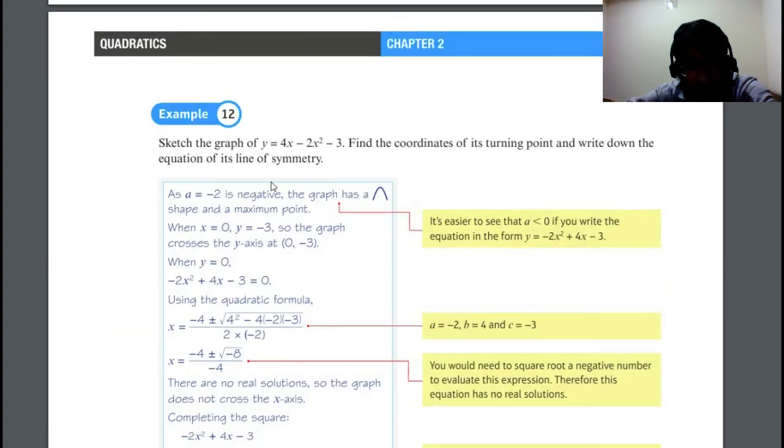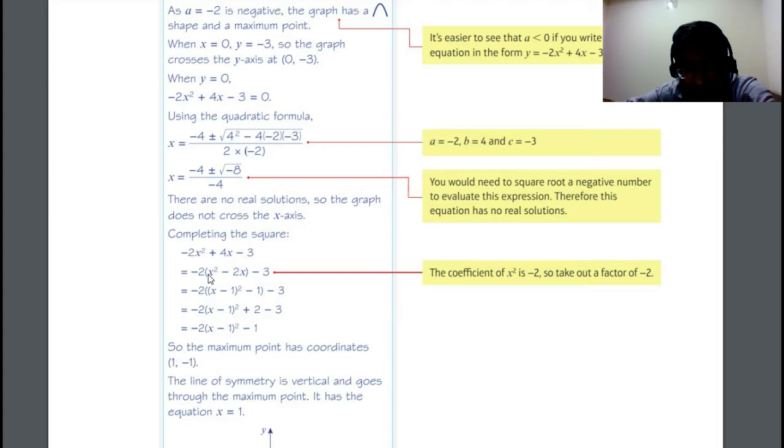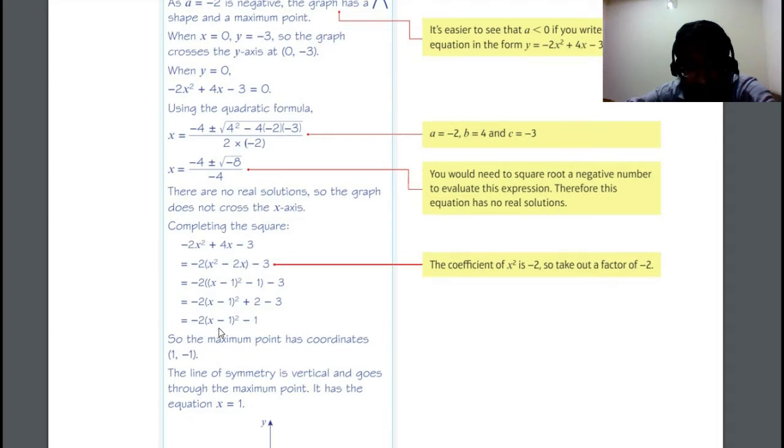It's the same one except we have to do two things over here. Finding x and y intercepts is easy. For the turning point, we have to rearrange it so that minus 2x squared plus 4x, and then we divide it by minus 2 so that the x squared is isolated, it has a constant of 1, and then we apply the completing square method and get the turning point.